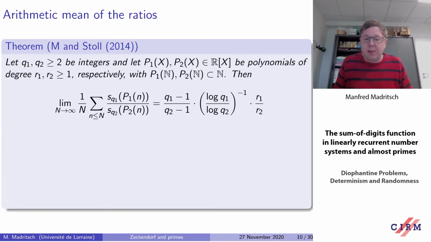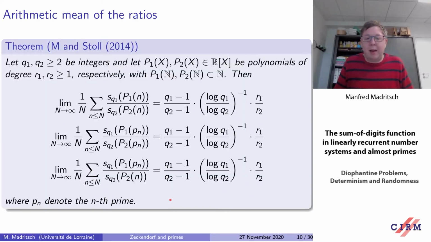And the other result is for the arithmetic mean. Here we showed, using the result of Basile and Katay, that the arithmetic mean of this ratio, when you evaluate over polynomials, gives you the arithmetic mean of the sum of digits function. And you can play around, because the proof is very elementary. You get that this is the same if you take the prime numbers, or even if you combine primes and integers. So this is very general, because it's very elementary.